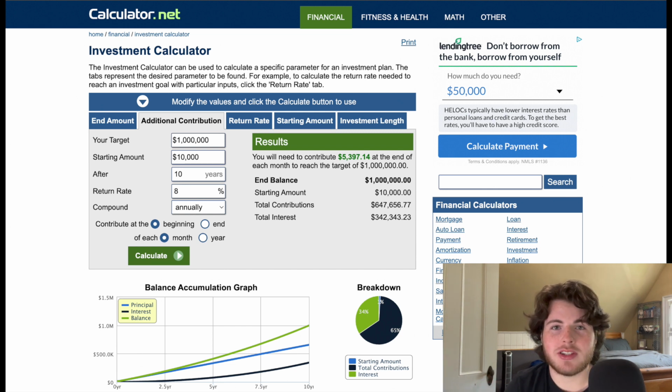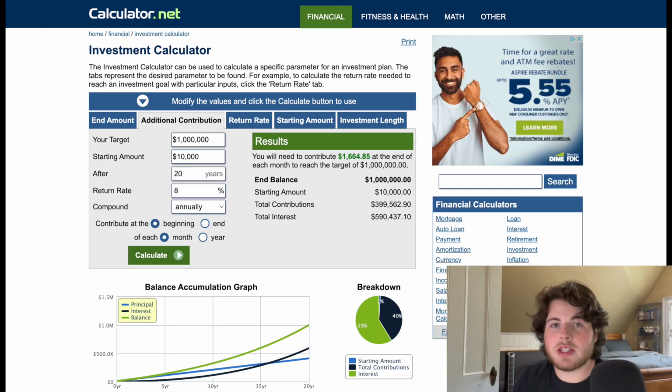99.9% of the population could not afford to invest $5,400 a month. But if you change that to 20 years, now it is only $1.6 thousand, which is still a significant amount, but that extra 10 years takes like almost $4,000 off your monthly contributions needed to hit your goal.